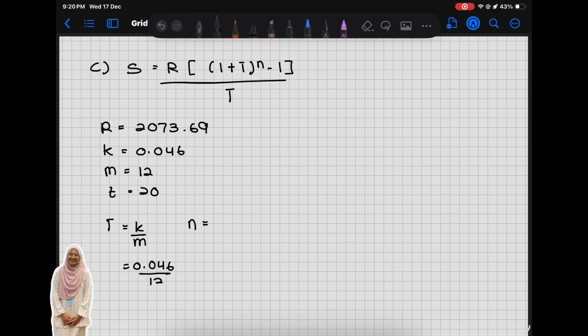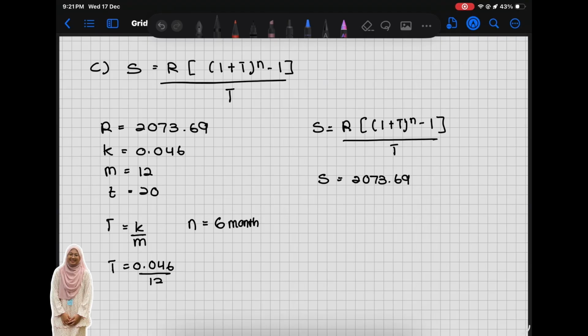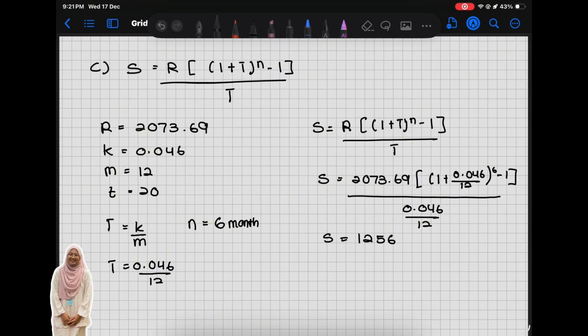Since he missed 5 payments, we treat this as the future value of an annuity accumulated over n is equal to 6 months. To find the total amount that must be paid on the 6th month, we use the formula S equal to R in the bracket 1 plus I to the power of n minus 1 over I. Apply the values on the formula, then we get 2073.69 in the bracket 1 plus 0.046 over 12 to the power of 6 minus 1 over 0.046 over 12. So the answer of future value of an annuity is 12,561.99. The total payment that needs to be made on the 6th payment is 12,561 ringgit 99 sen.